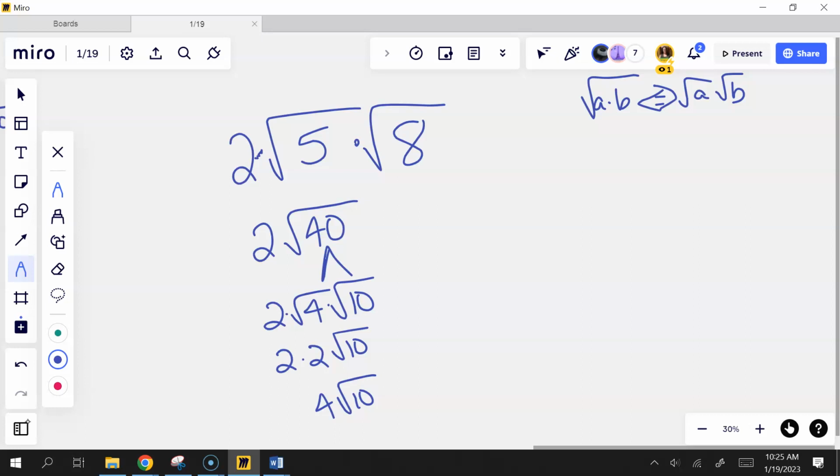You could, but you're going to make more work on yourself. So if I had done this and I said 4 and 2, then that would have given me 2 times the square root of 5 times 2 times the square root of 2. I'd have had to multiply these two together and then multiply these two together. So it'd be more work, but you can, if that makes sense to you.